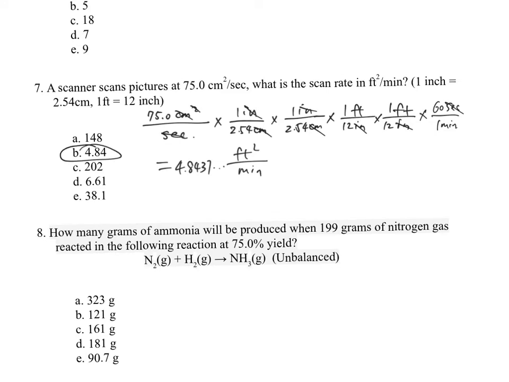Correct answer, B. Okay, 4.84, because that's keeping your 3 sig figs. All right, so that's number 2 on the list, most mistaken problems. The next one, reagent problem. The one after that should be the percent yield problem, which is right here.